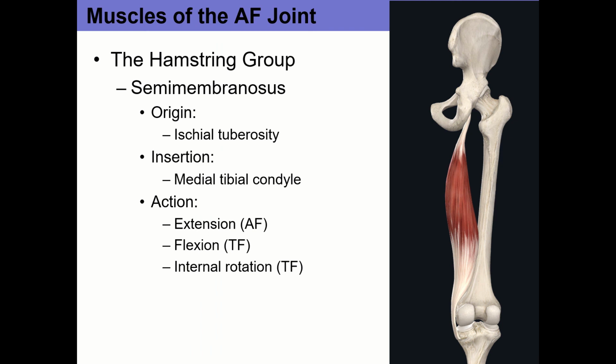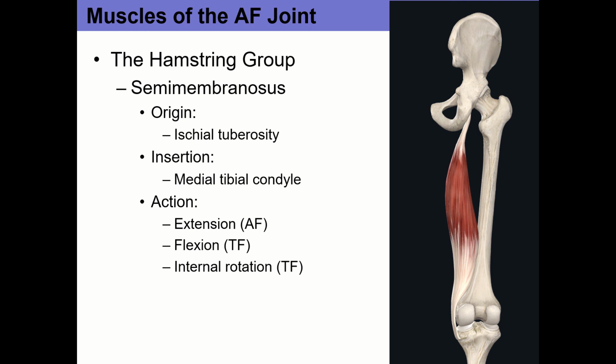So the hamstring group, three muscles in the hamstring group: semimembranosus, semitendinosus, and biceps femoris. The first one there is semimembranosus. Well, all three hamstring muscles originate at least in part on the ischial tuberosity. Biceps femoris has a short head that originates along the linea aspera, but all three of them originate at least in part on the ischial tuberosity. Semimembranosus originates there at the ischial tuberosity, and inserts on the posteromedial aspect of the tibia, at the tibial plateau there.